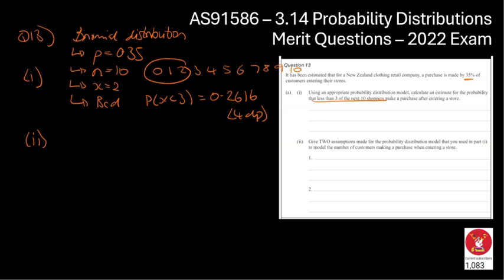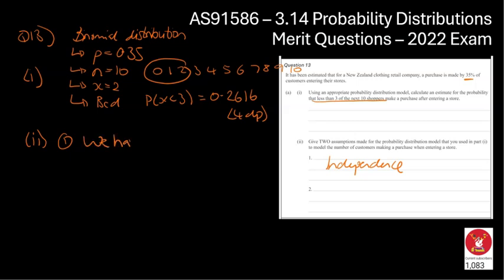So assumption number 1, and this is the go-to if you're never sure what assumption to state, one of them should always be something about independence. It's always a good one, and probably 80-90% of the time you're going to get a mark if you successfully link it to context. So these 10 people coming in, we've assumed they're all independent from each other. So we're assuming there's no relationship between them. It's all completely done at random whether or not they buy something or not. So that's the first one.